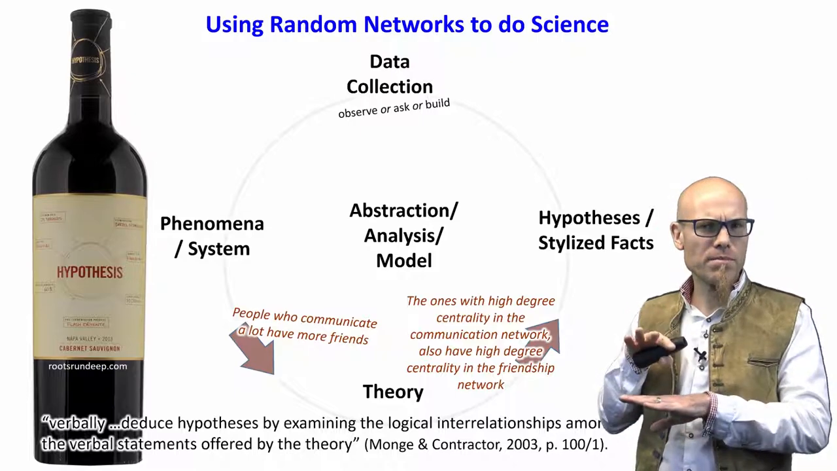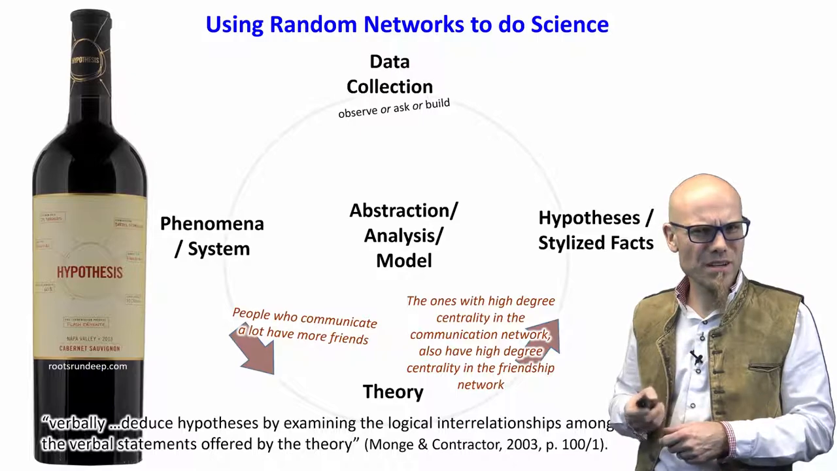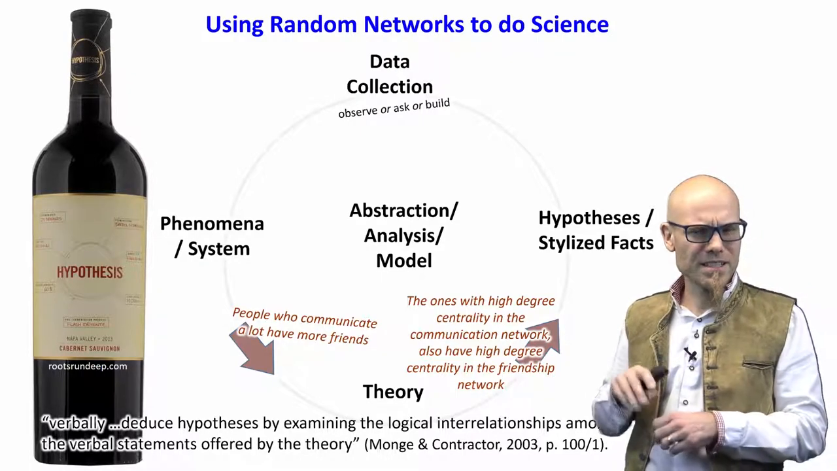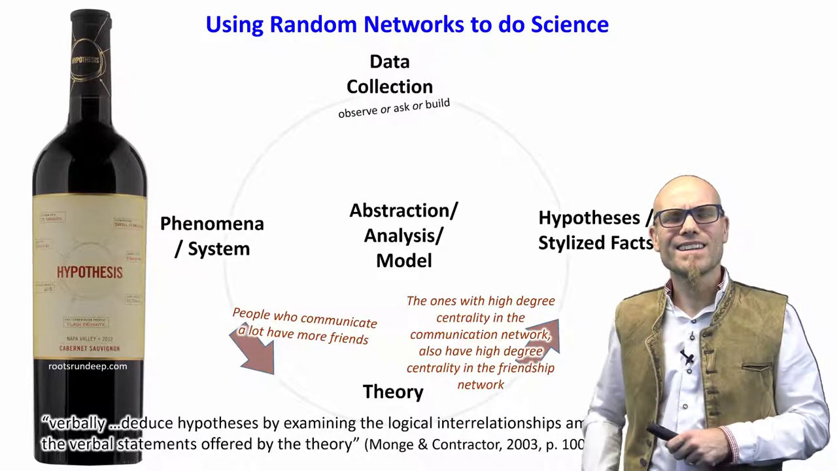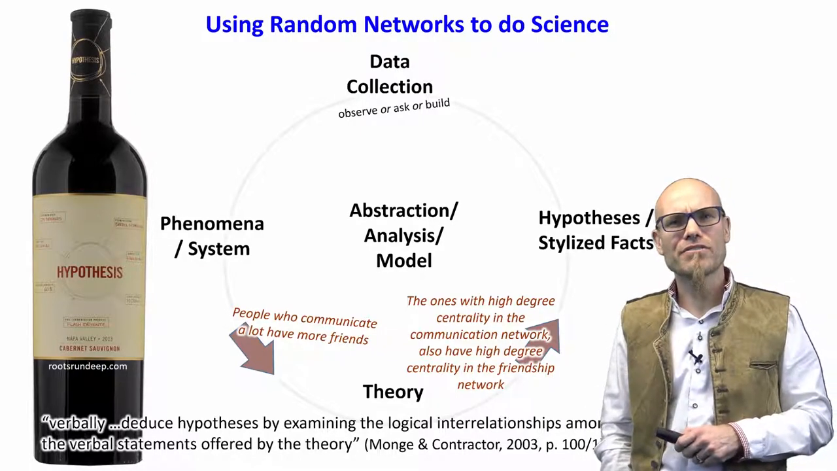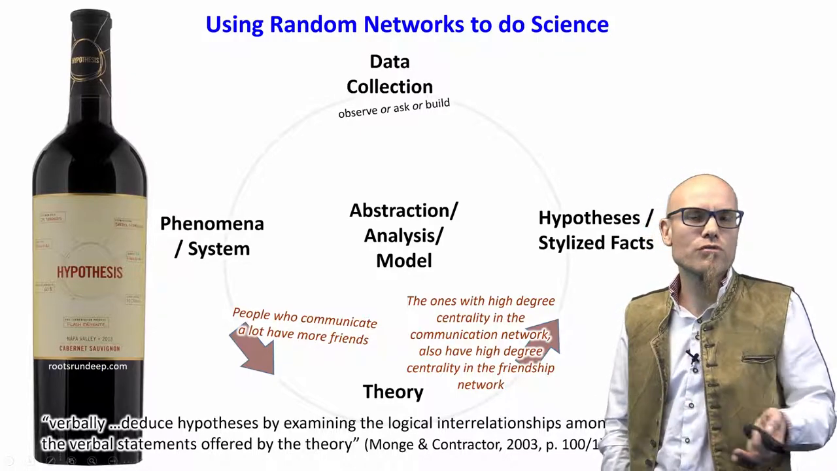So that's a multiplex network, right? Communication and friendship. Remember what a multiplex network is? Yes, if you have different kinds of links, right? So here you have a communication network and a friendship network, and then you have your hypothesis. Now, again, you might ask, well, is it just random chance?